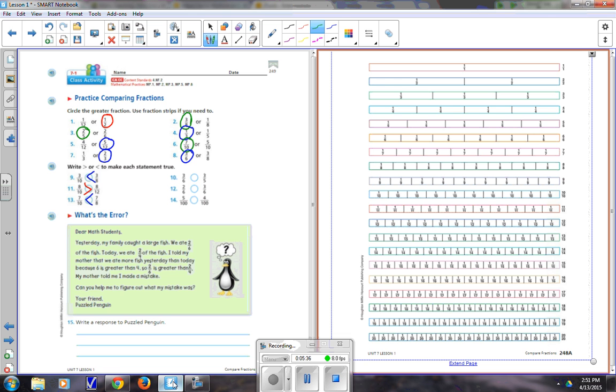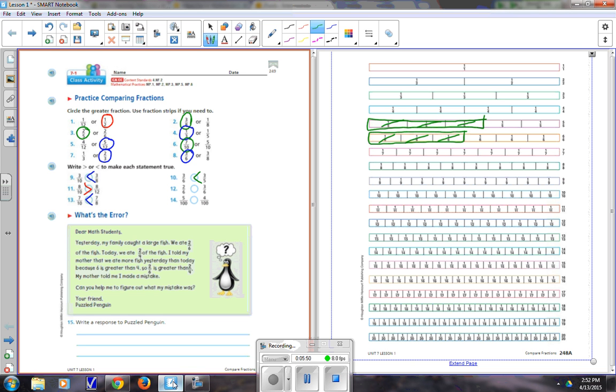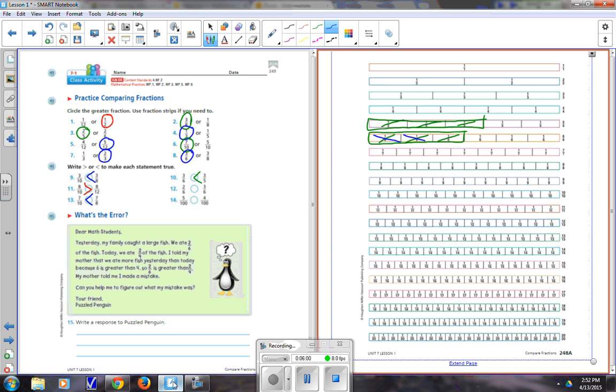3/6. 1, 2, 3. And 3/5. 1, 2, 3. So 3/6 is less than 3/5. Well, 2/6 and 3/6, I think we can do it without looking because we know. Here's 3/6 and here's 2/6. Which one's greater? 3/6.